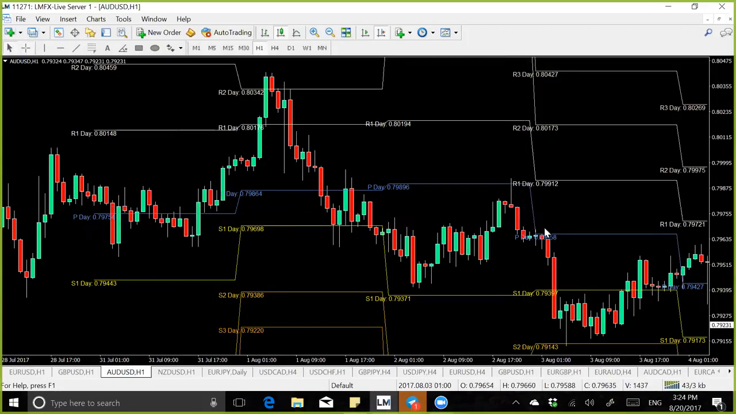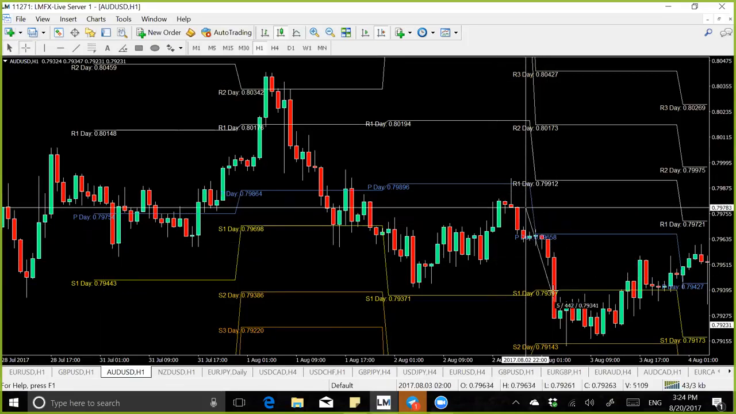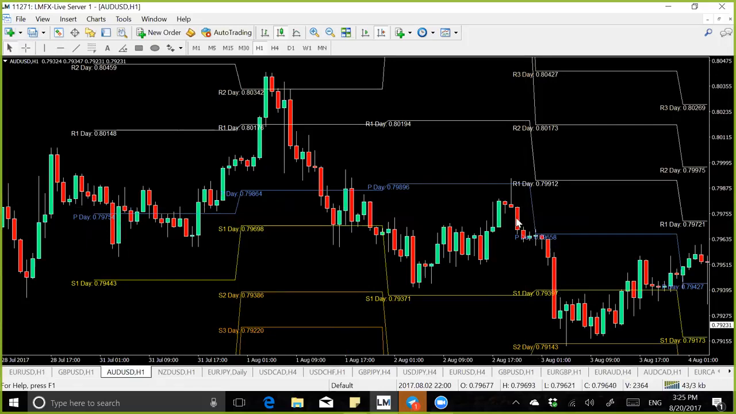If you let it run longer after the new day's pivots appeared, you would have caught 39 pips. And stop loss would be just above the wick. Does that make sense to everyone?